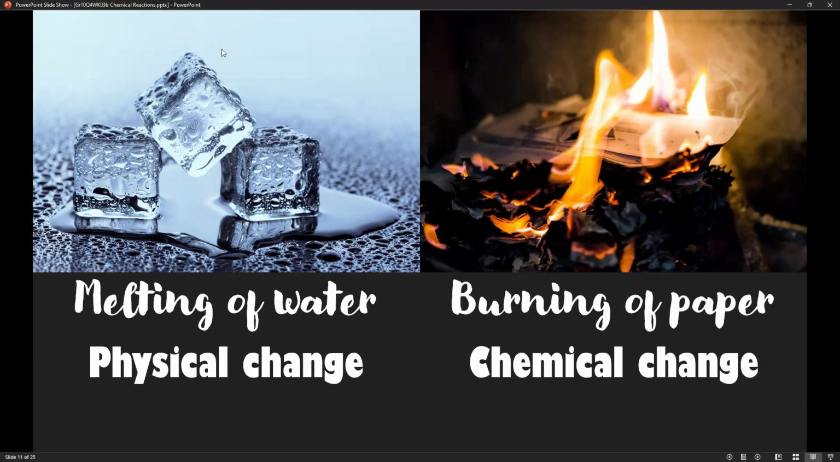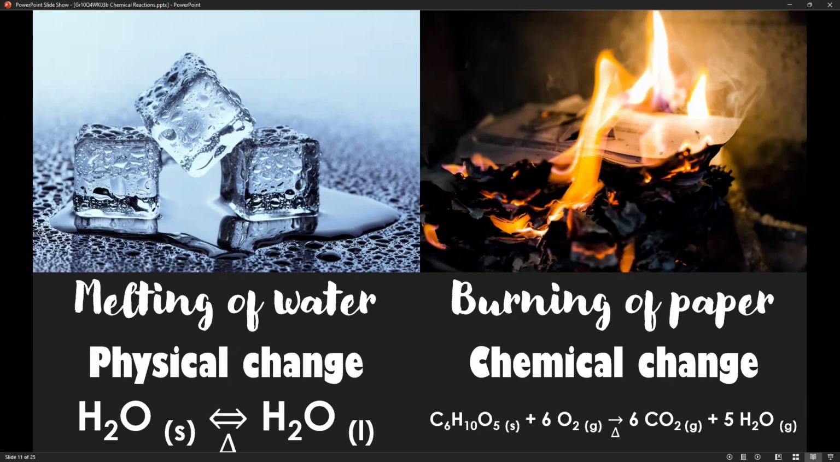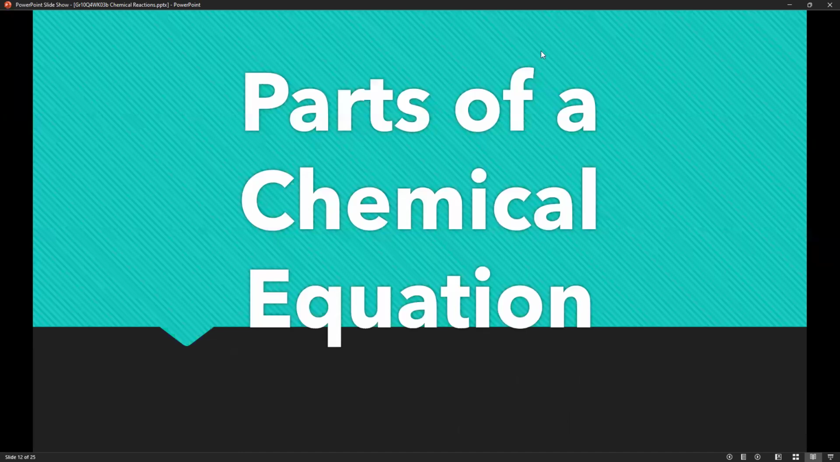Now, aside from letters or words, we can also represent chemical equations by virtue of symbols, letters, and numbers, such as this for melting of water and this for burning of paper. Ngayon, what are those letters, numbers, symbols, shapes, etc.? That's what we're going to tackle today. The parts of a chemical equation.